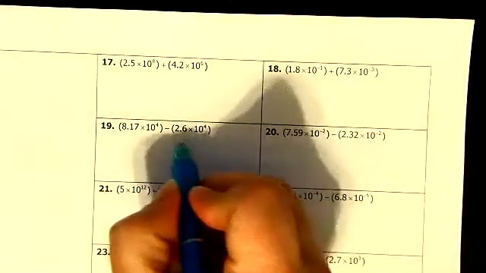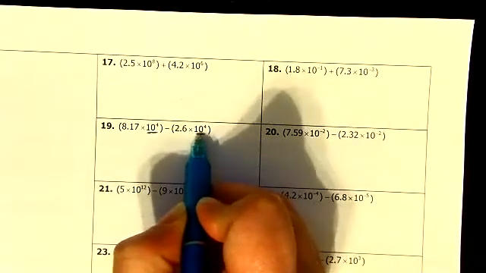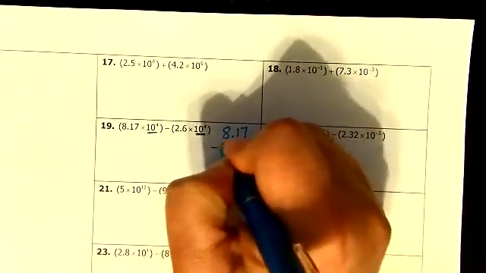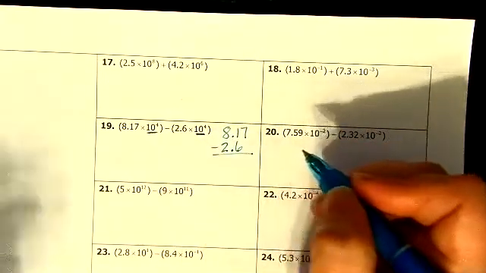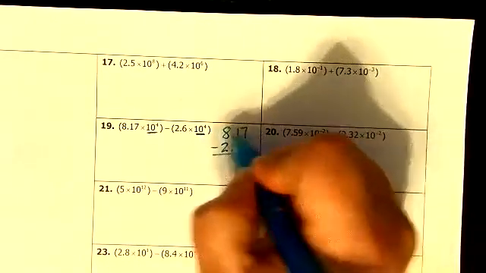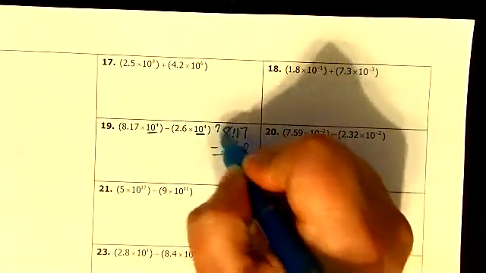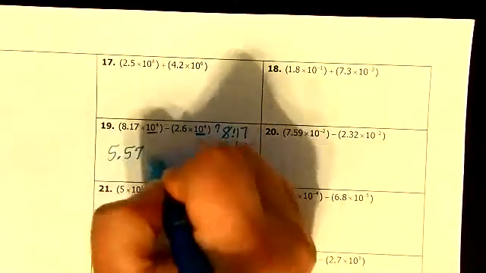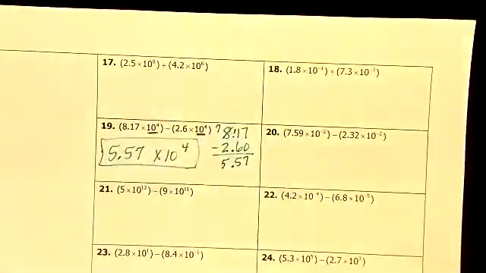Okay, now we're pulling in subtraction. You treat it the same way. The exponents on the 10 are the same, so I'm just doing 8.17 minus 2.6, which means I would line up my decimals, or probably punch it in the calculator, and we subtract. So 7 minus 0 I can do. 1 minus 6 I can't do, so I've got to borrow. This becomes a 7, this becomes an 11, so this becomes 5. 7 minus 2 is 5, so we get 5.57 times 10 to the 4th. And there's my final answer.